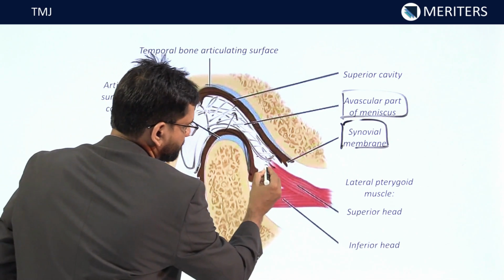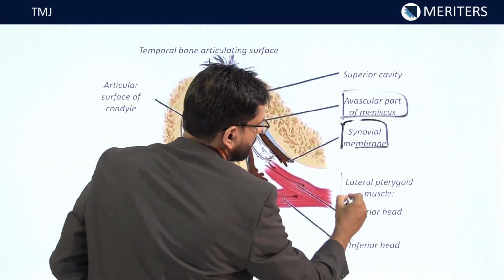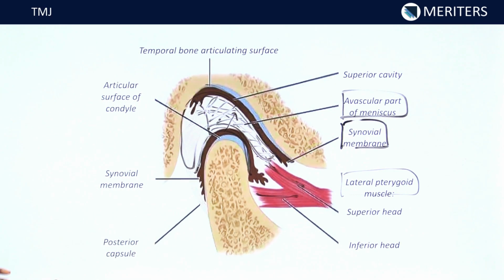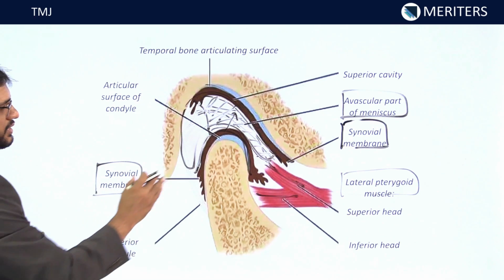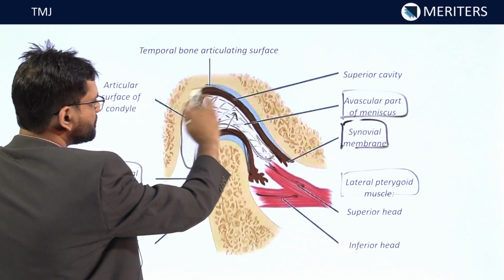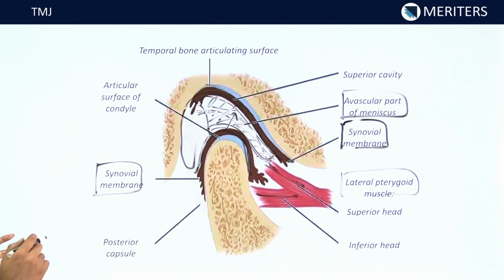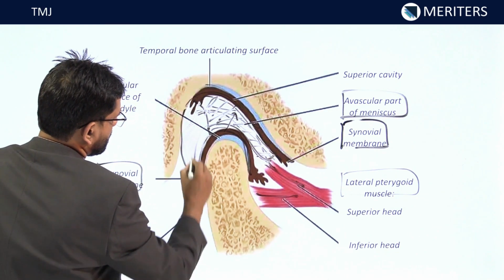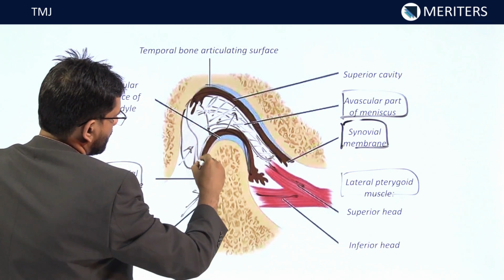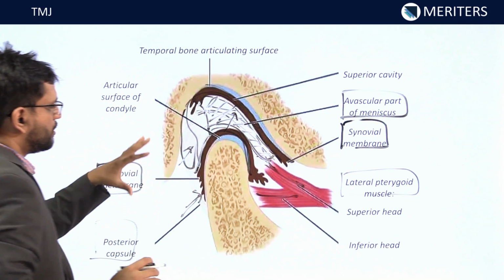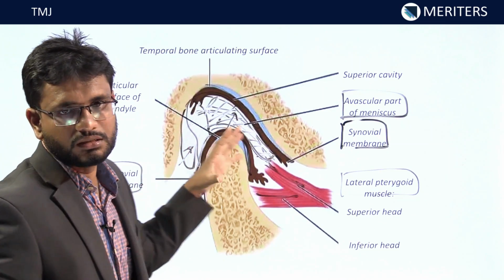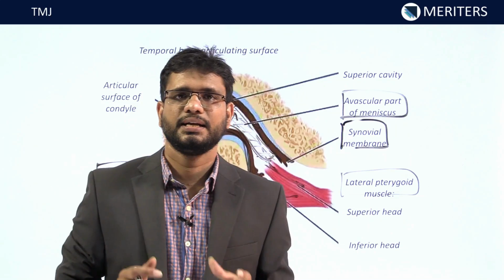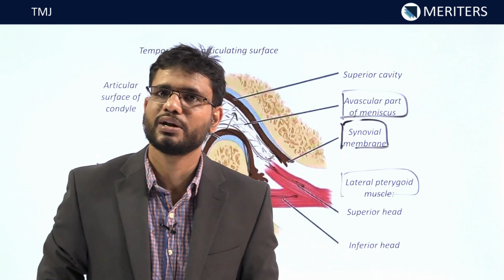Now this one is your lateral pterygoid. The upper one is the superior head and the lower one is the inferior head. The synovial membrane is covering the condyle, and here it is covering your glenoid fossa. Now this area is the posterior capsule, and the posterior part of the disc, the meniscus, has some vascularity, and that can be a potential question in your exam.